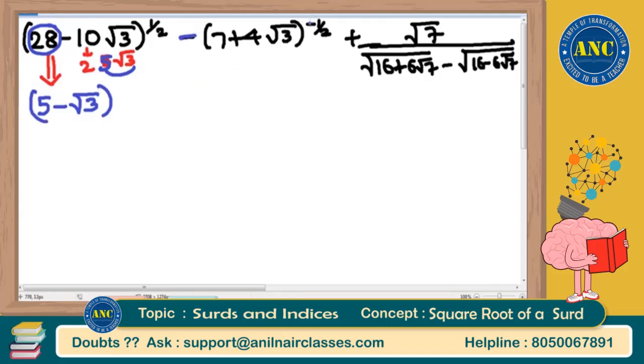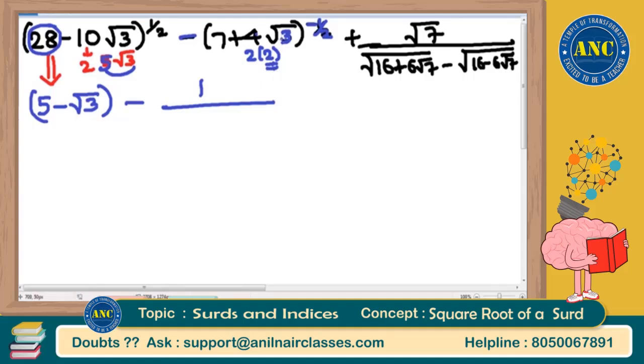Similarly, this is in the denominator. Minus 1 by 2 is nothing but 1 by square root of that particular term. That's okay. First find the square root of that term. So it is minus 1 by, so it is 2 into root 3. That means 2 into 2. This particular 2 is square root of 4. Square root of 4 plus square root of 3 into square root of 3.